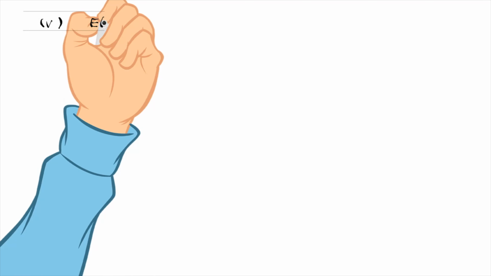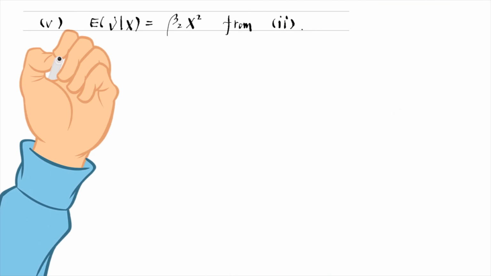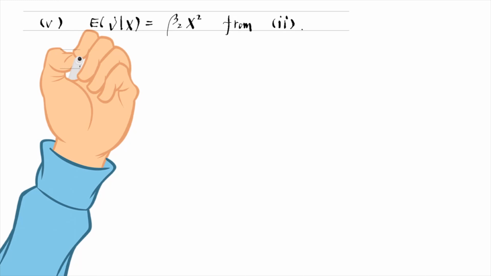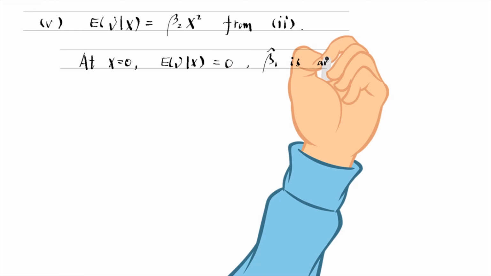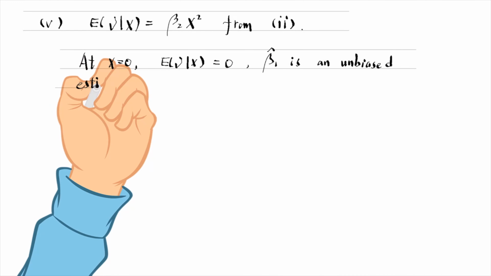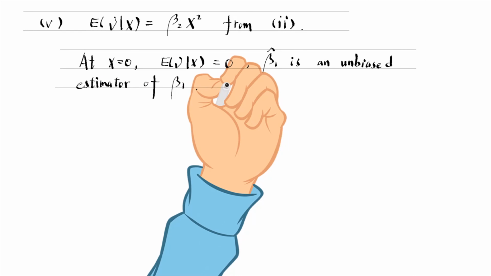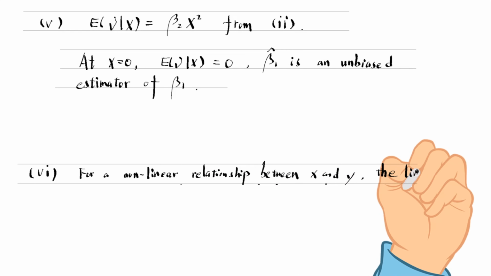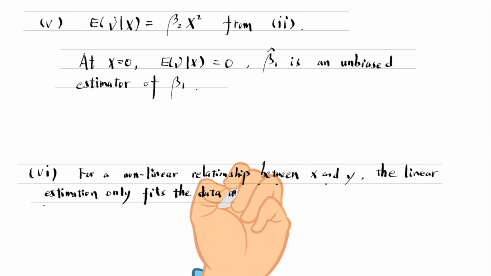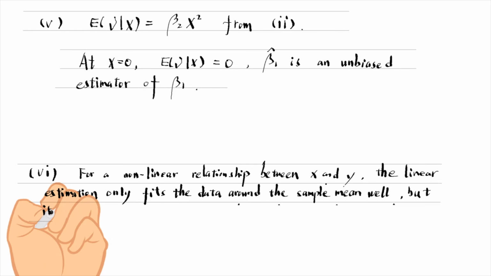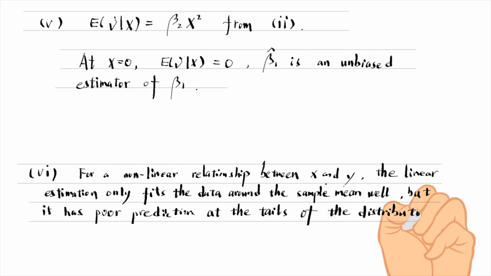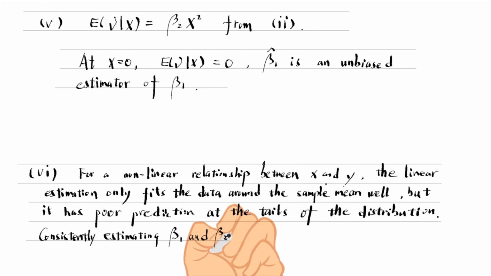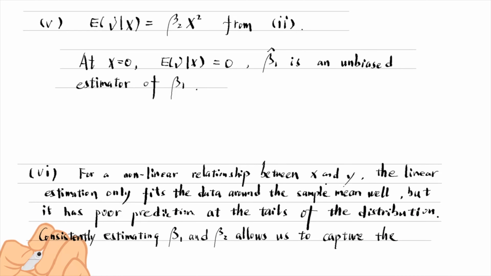For the fifth part, the expectation of nu conditional on x equals beta 2 times x squared from part 2 at the point x equals 0. It is 0, and therefore beta 1 hat is an unbiased estimator of beta 1. The last question. For a nonlinear relationship between x and y, the linear estimation only fits the data around the simple mean well, but it has poor prediction at the tails of the distribution. Consistently estimating beta 1 and beta 2 allows us to capture the nonlinear relationship.